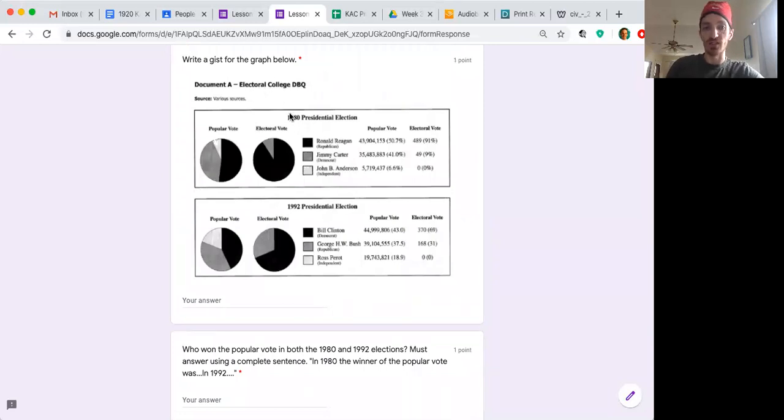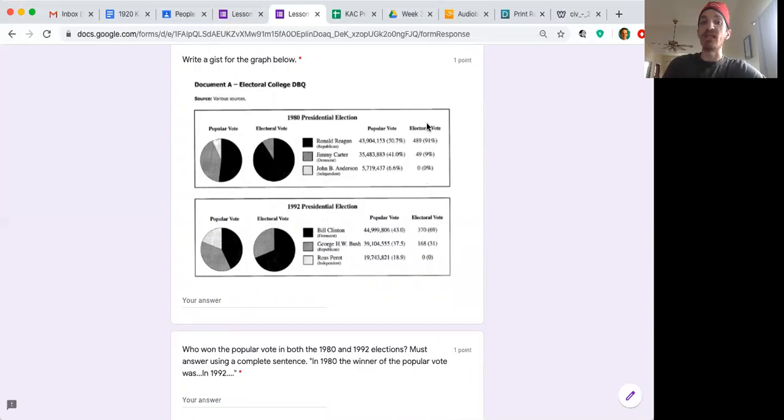This is the Electoral College DBQ. It's from various sources. It says the 1980 presidential election: Ronald Reagan, Republican; Jimmy Carter, Democrat; John B. Anderson, Independent. This is the popular vote. This means this is how many people voted for them. So Ronald Reagan received about 44 million votes. Jimmy Carter received about 35 million votes, and John B. Anderson received about 6 million votes. I rounded, that's why I said about, but that's about how many votes they got, meaning 44 million people voted for Ronald Reagan, 35 million people voted for Jimmy Carter, and about 6 million people voted for John B. Anderson.